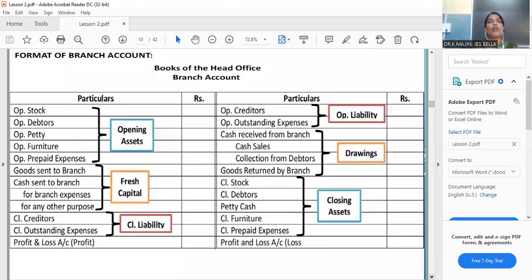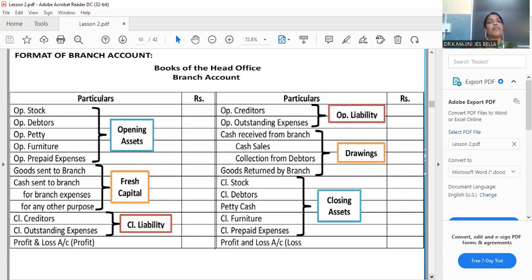I have given the format of branch account. Books of the head office, in the branch account, particulars column and the amount column on the debit side. In the same manner, we have to write particulars column and the amount column on the credit side also.